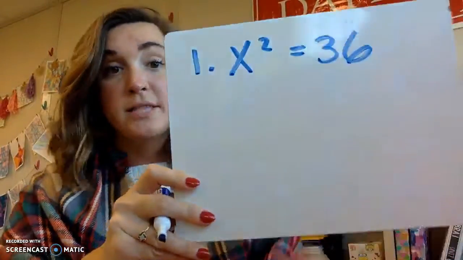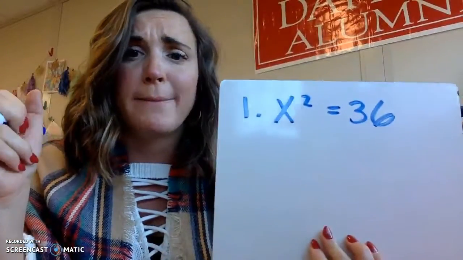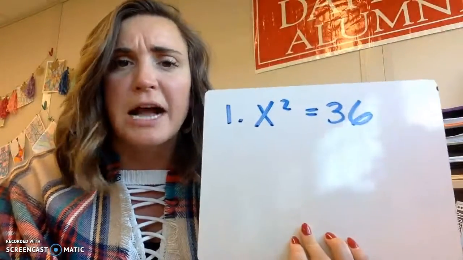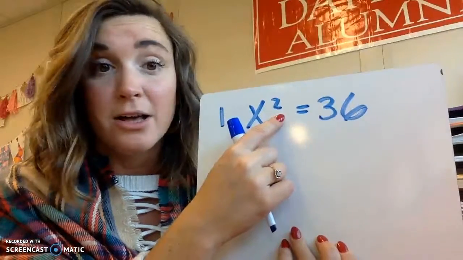So jumping right into number 1, they have x squared equals 36. So your job, this is a one-step equation, is to get x by itself. So what a few of you might be thinking is, well, x is already by itself. There's nothing in front of it. You're not adding or subtracting anything behind it. We're good to go. This exponent means that it is not solo.